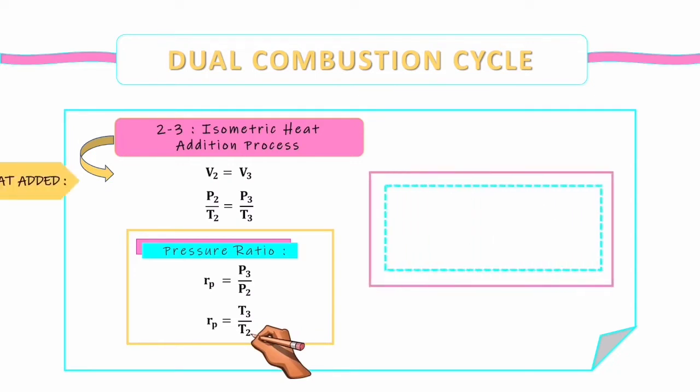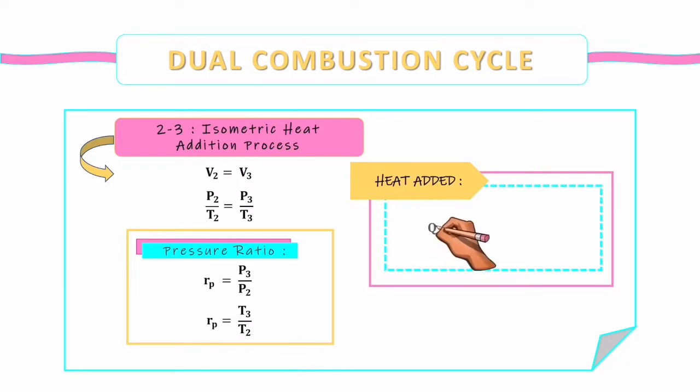For the heat added during the isometric process, take note that QA1 is equal to delta U, while delta U is simply equal to mCV multiplied by T3 minus T2. So QA1 is equal to mCV multiplied by T3 minus T2.